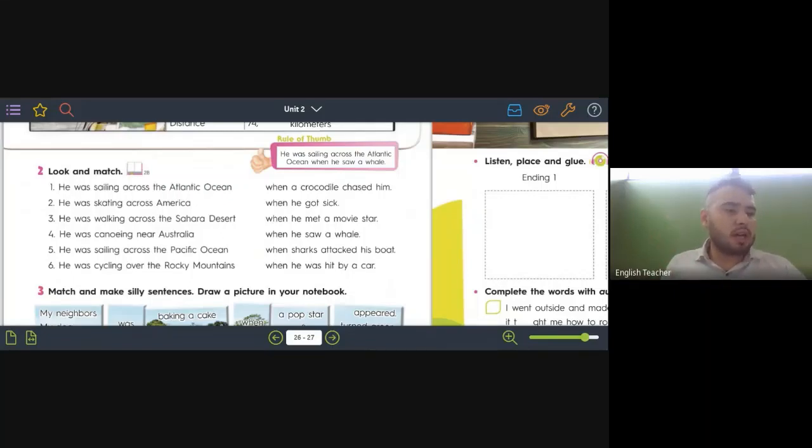Then the second one was, he was skating across America. Once we were talking with you, we decided that the best option was when he was hit by a car, right? So that was number 2 with number 6. Then we had the number 3: he was walking across the Sahara Desert, and it must be number 3, when he met a movie star. So number 3 with number 3.